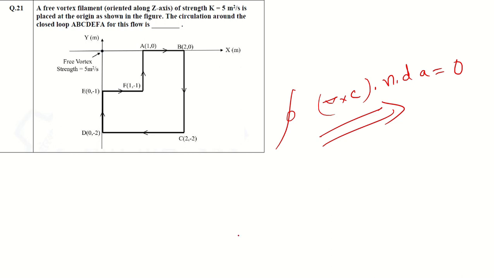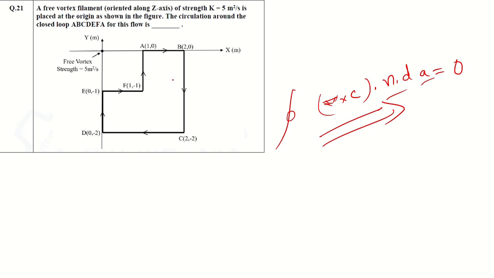Next question is, a free vortex filament of strength K is placed at the origin, as shown in the figure. The circulation around the closed loop A, B, C, D, E, F, A for this flow is. From Stokes' theorem, we know the integration over any closed surface of del cross C dot n dA is equal to 0. So for any closed surface, the curl is equal to 0.